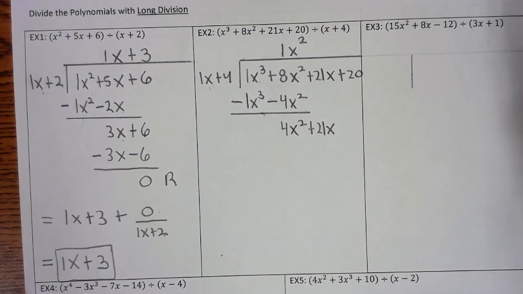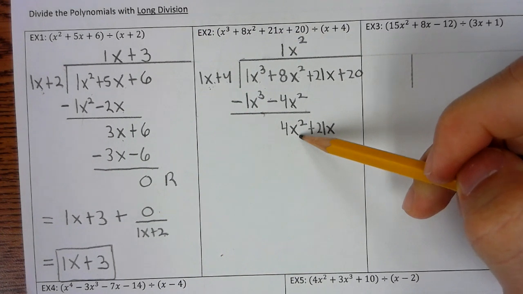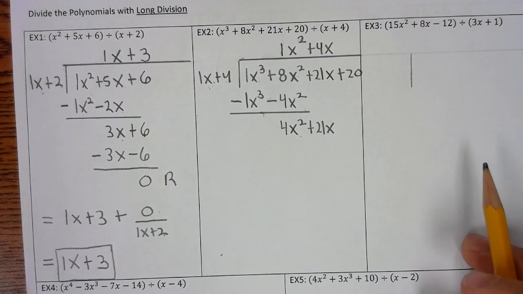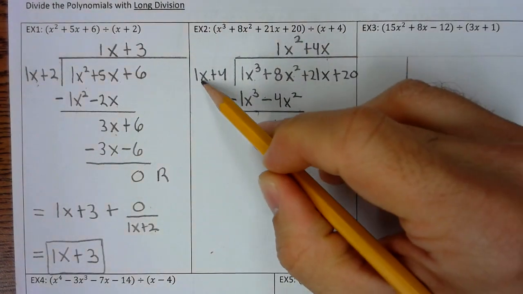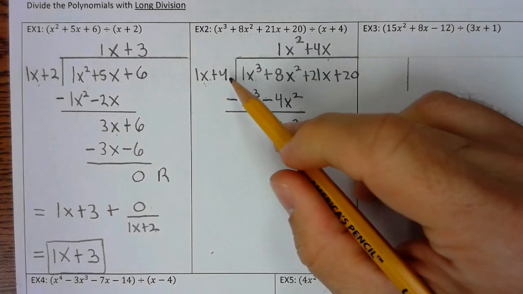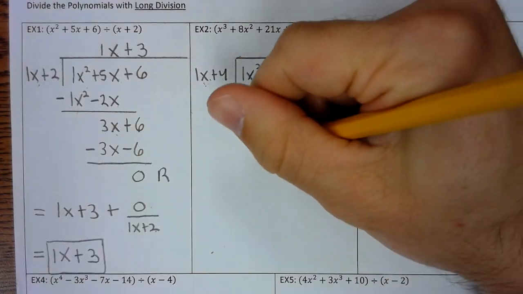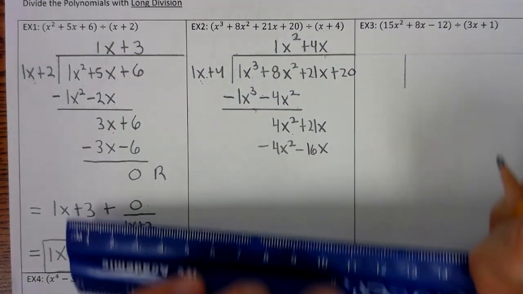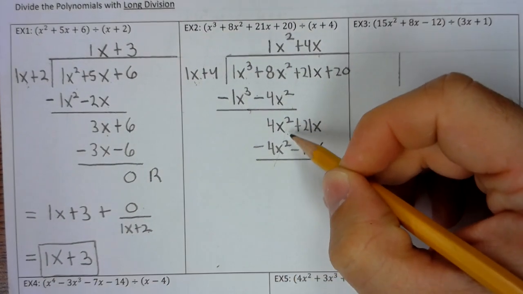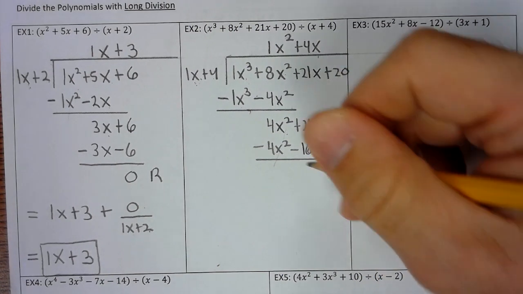And then we repeat the step. So you think to yourself, what do you multiply 1x by to give you 4x squared? Well, the answer to that is plus 4x. And now we multiply. So 4x times 1x is 4x squared. 4x times 4 is 16x. Now we subtract. Again, this cancels if you did it correctly. And then 21x minus 16x is 5x.